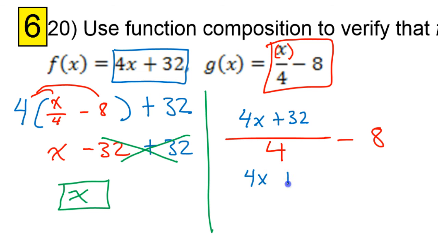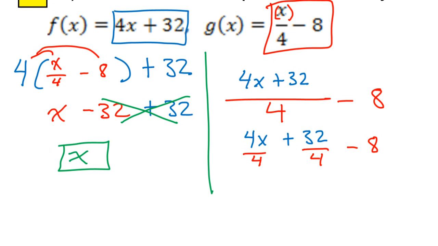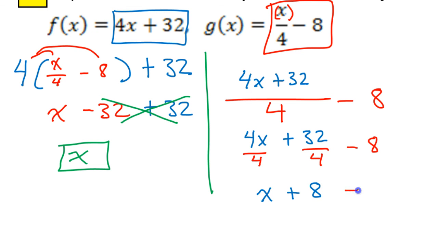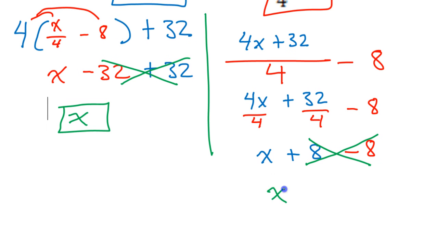So you see my 4x and my 32, right? Well, I'm going to take this 4 from the denominator and divide it into each one separately. And I still have this minus 8 over there. All right, so these 4's will cancel out. I'll just have x. 32 divided by 4 is 8. And then I still have the minus 8 over here. Of course, the positive 8 and the negative 8 cancel each other out, and I'm left with x.